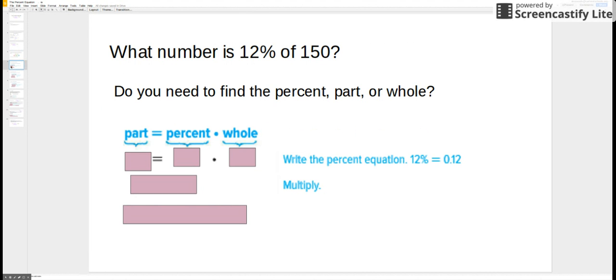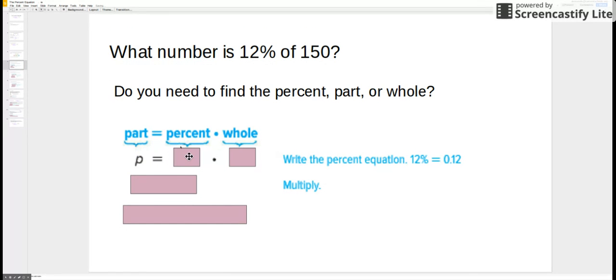What number is 12% of 150? Well, before we start making proportions, we're not making proportions. We're going to use the percent equation to solve this. We need to think. Do you need to find the percent, part, or the whole? It says, what number is 12% of 150? Well, we know 150, okay? 150 represents 100%. That's our whole. We're trying to figure out what only 12% is out of 150, okay? So we're actually trying to figure out the part.